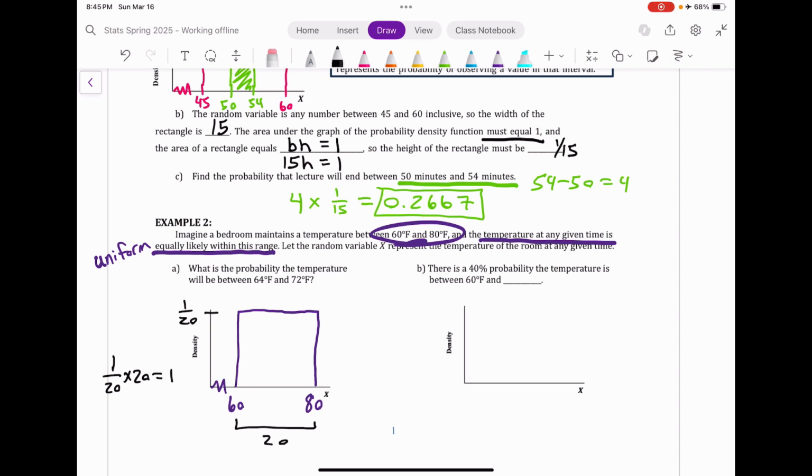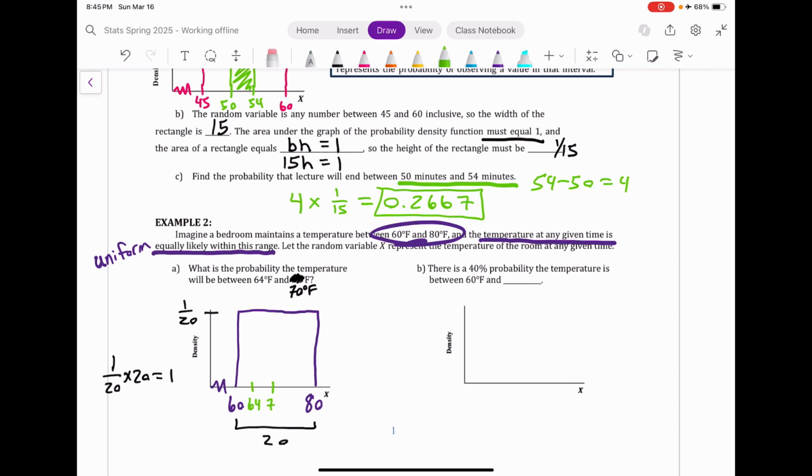I'm going to change this problem up. It says 64 to 72. I'm going to change it to be 70 degrees Fahrenheit. So what is the probability the temperature will be between 64 degrees Fahrenheit and 70 degrees Fahrenheit? Same as the last problem, I'm going to try to visualize this.